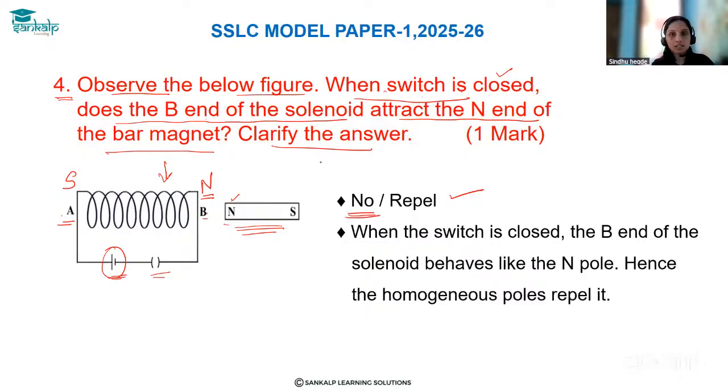Clarify your answer, so you have to write the clarification here. Clarification: when the switch is closed, the current flows through the circuit. So the solenoid behaves like a magnet and its B end acts as N pole. N and N pole are like poles, so they repel each other. This is the answer. Thank you.